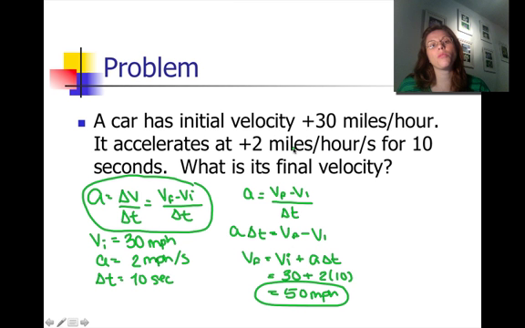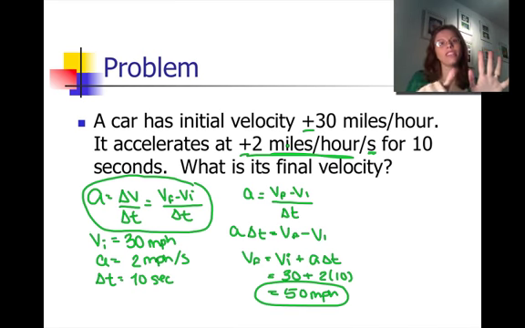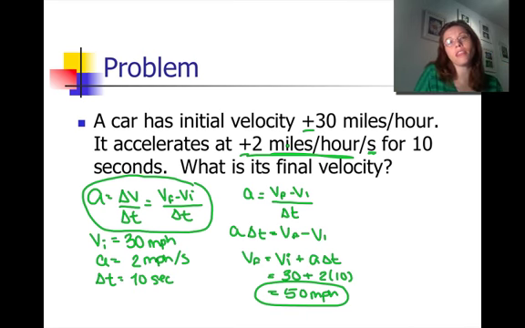But we could also just reason through this. We know that since the velocity and acceleration have the same sign, they're going in the same direction, so it means that it's speeding up. So every second we're going to speed up by 2 miles per hour. So after 1 second, we're 2 miles per hour faster. So we start at 30, we're going to go to 32, 34, 36, 38, 40, 42, 44, 46, 48, 50. So you could reason it out that way.